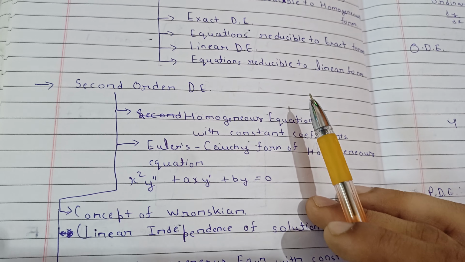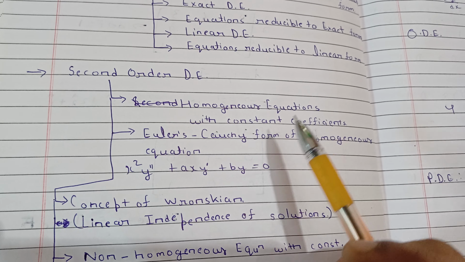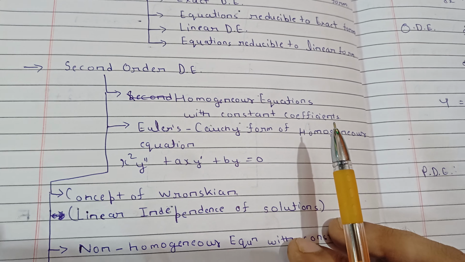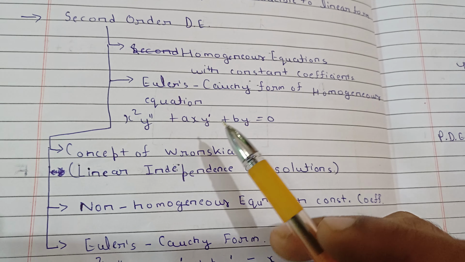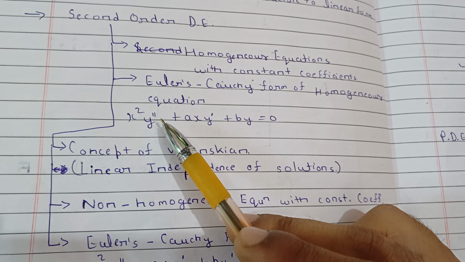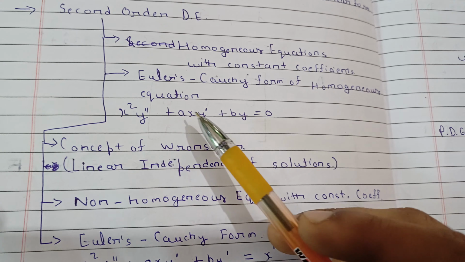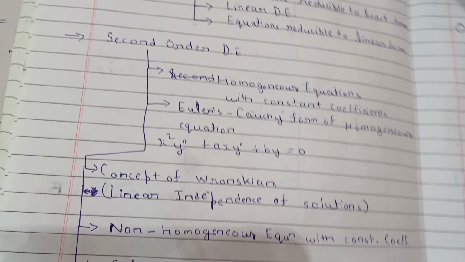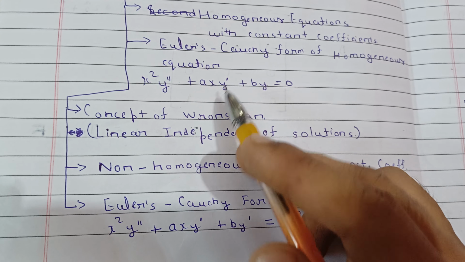Then we will study second order differential equations. In it will be homogeneous equations with constant coefficients, and the Euler-Cauchy form of homogeneous equations. This is the form of Euler-Cauchy: x square y double dash plus a x y dash plus b y equal to 0. Here dash represents the derivative, meaning double dash will be second order and single dash will be first order.